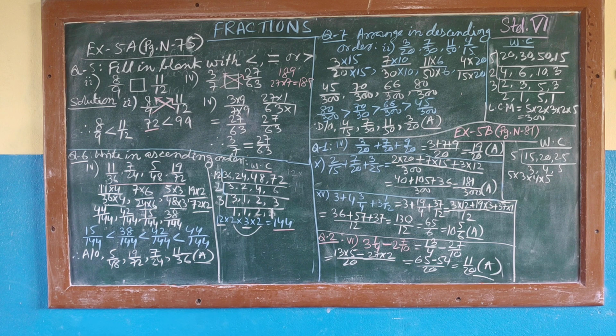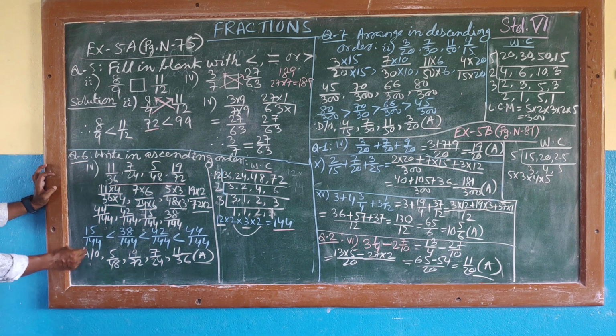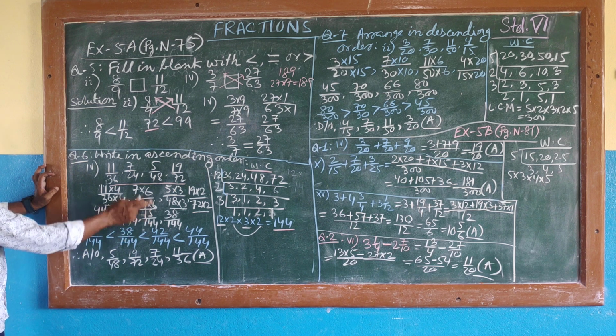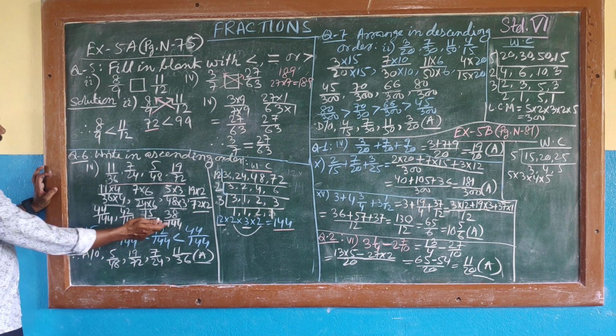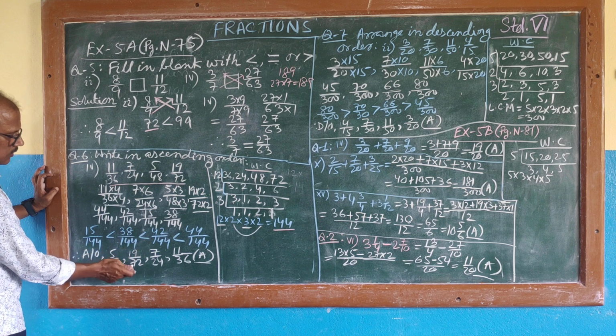You have arranged this. Now while doing ascending order, find out the original value of each fraction. 15 by 144 is whose value? 15 by 144 is the value of the third fraction, 5 by 48. Then 38 by 144 is whose value? 38 by 144 is the value of 19 by 72.